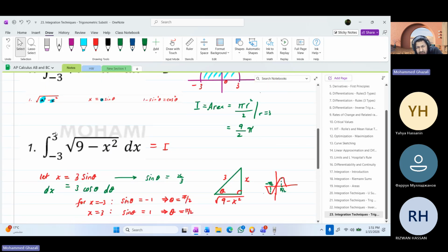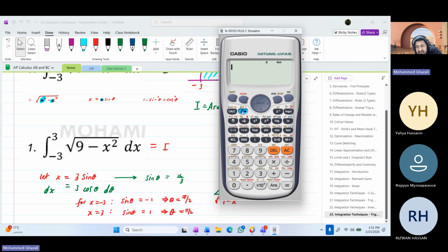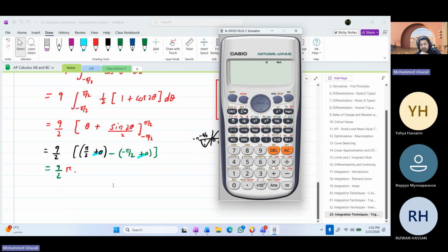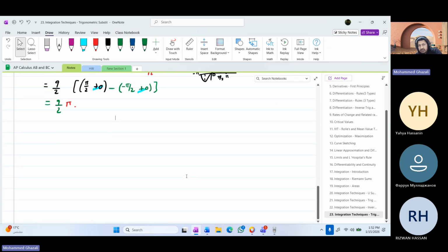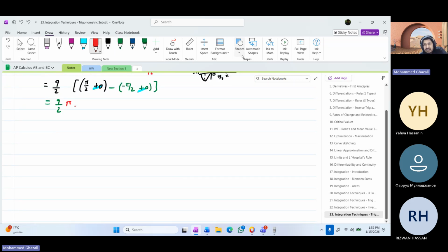Especially when you have boundaries, you can always double check your answer on the calculator. You can just say integral from -3 to 3 of square root of 9 minus x squared. See what answer we get. We should get some answer. Okay, we'll wait for the answer. It should be 9 over 2 pi. Yeah, there. We got 9 over 2 pi.